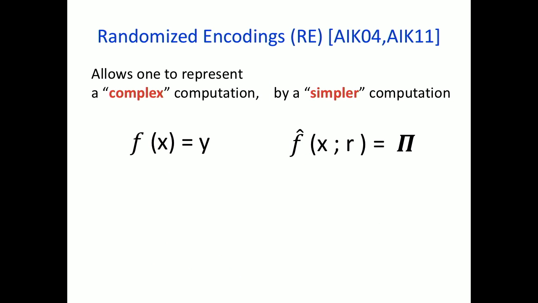Another tool that we use in this work is randomized encodings. This is a very beautiful notion in cryptography, which basically allows you to represent a complex computation using a much simpler randomized computation, so that the simpler computation produces an encoding that basically allows you to recover the original output and reveals nothing more.